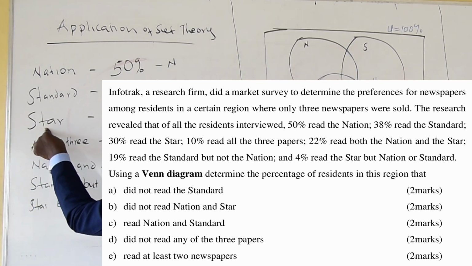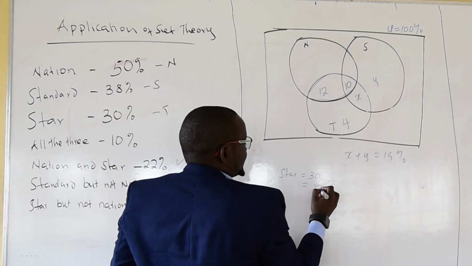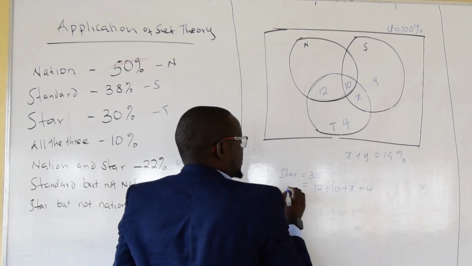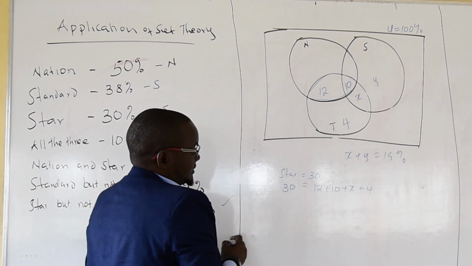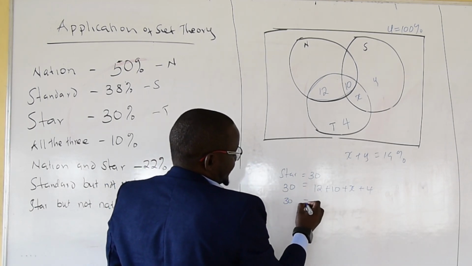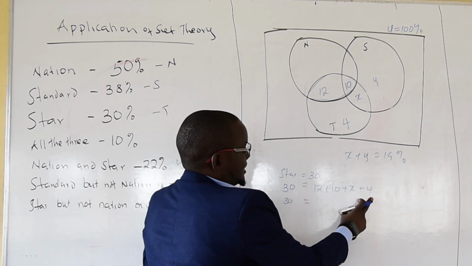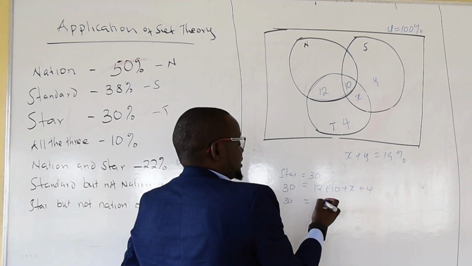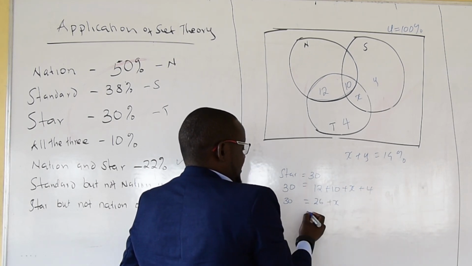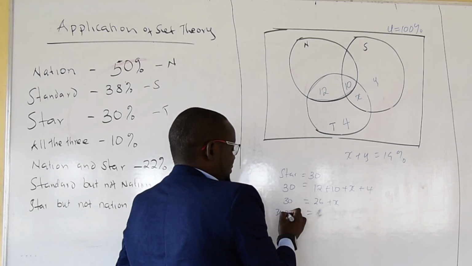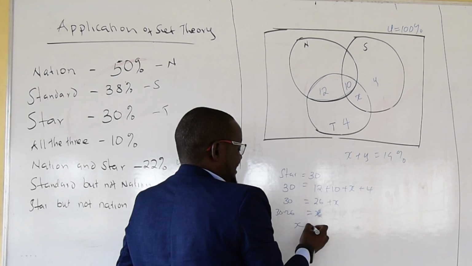Now, for Star, we are supposed to have 30. The circle for Star is supposed to have 30. Remember, in Star here we have 12 plus 10 plus x plus 4. This should be equal to 30. So 30 equals 12 plus 10, which is 22, plus 4 is 26, plus x. So we can take 26 to the other side: 30 minus 26 equals x. So my x here is 4.